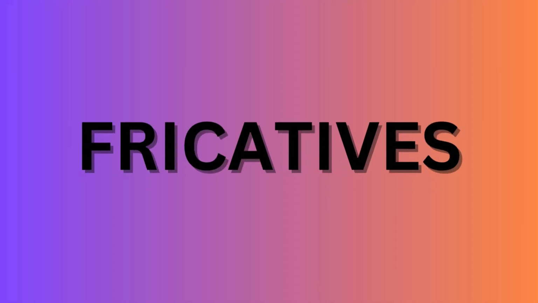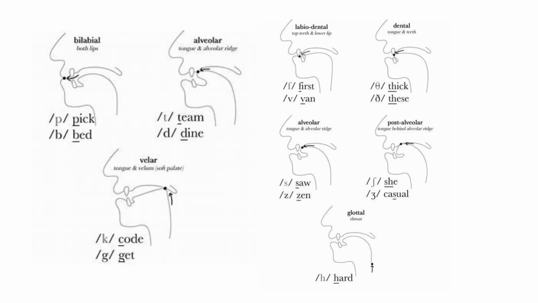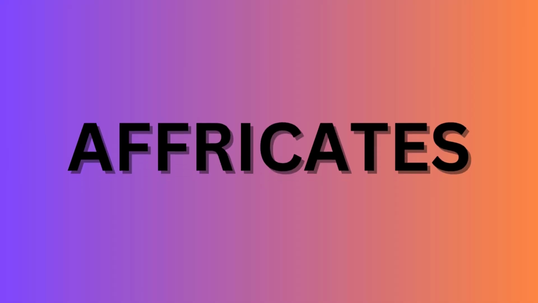catchy. Next, we have fricatives, which are created by narrowing the airflow passage, causing friction. Examples include f as in fan, s as in see, and sh as in she. Here, the airflow is never completely stopped, but instead squeezed through a narrow space.